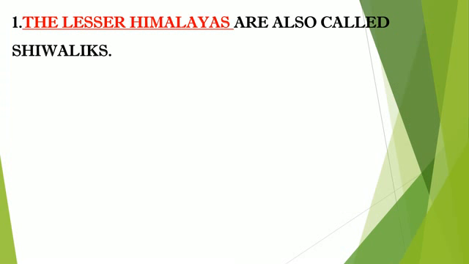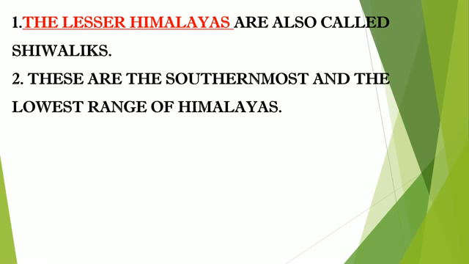The last range of the Himalayas is the Lesser Himalayas, which are also called Shivaliks. These are the southernmost and the lowest range of the Himalayas. First is Himadri, then to the south of it is Himachal, and then to the south of Himachal, Shivaliks lie, or you can say the Lesser Himalayas lie. This is the lowest range. Its height is very low as compared to Himadri and Himachal, so it is called the lowest range of the Himalayas.